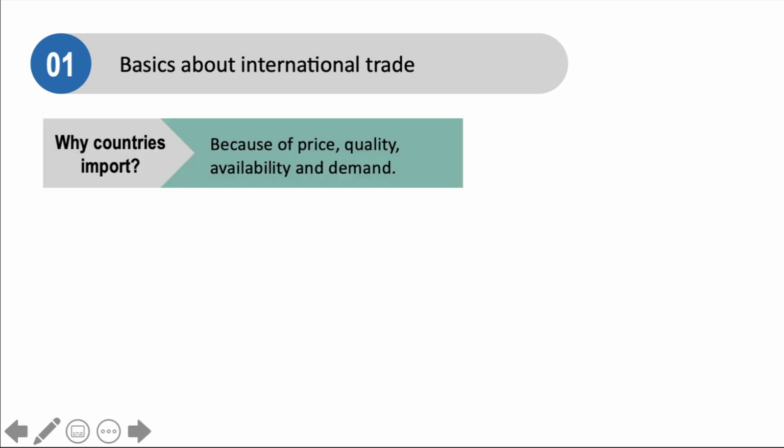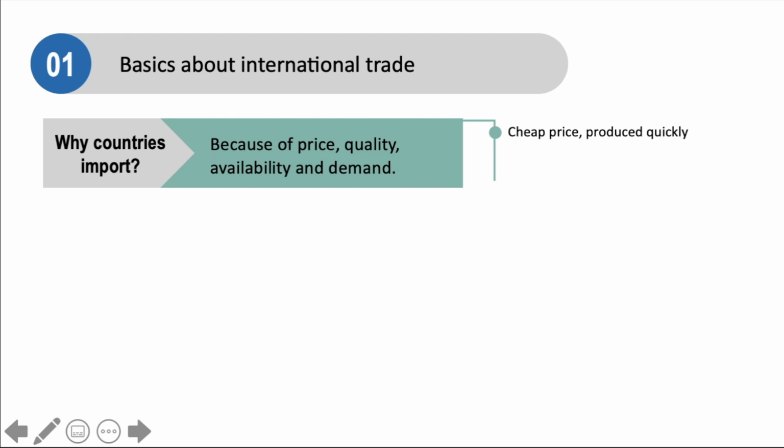Now, why do countries import? There are some perceptions that countries consider. The first one is price. Countries basically perceive cheap prices from products abroad, and these countries also produce quickly, so they choose to import rather than produce it locally.